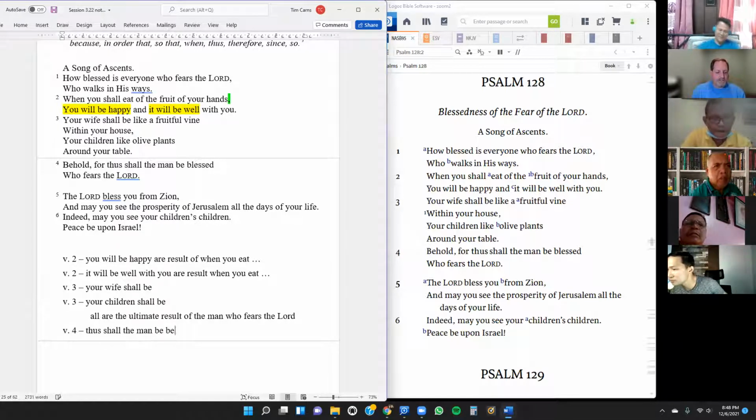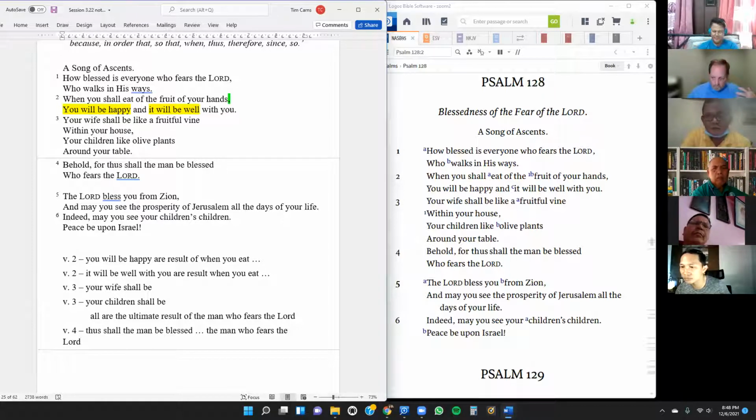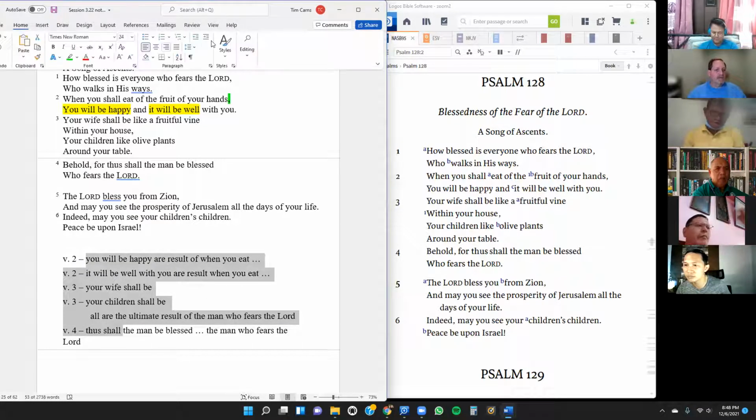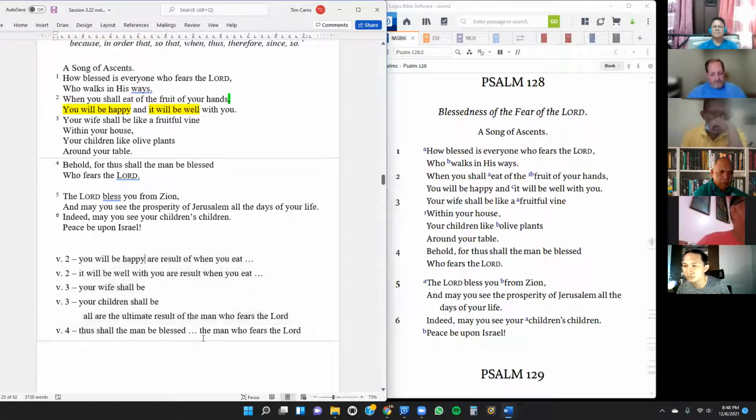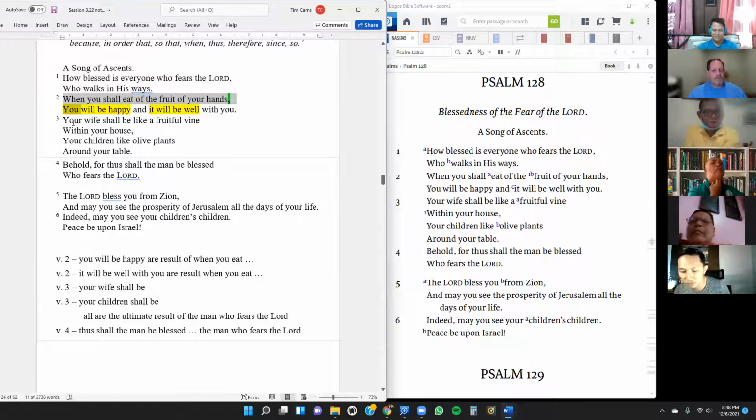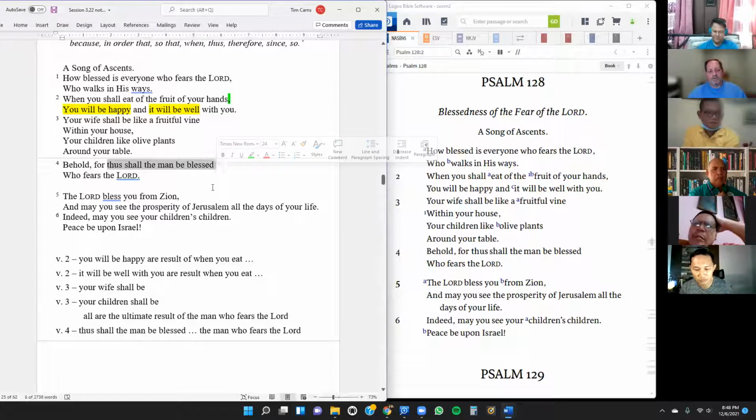Which man? Again, this is a result statement. Shall the man be blessed? Which man? The man who fears the Lord. So there's this recurring, repetitious idea here, where we see him giving several results of the man who fears the Lord. There are 2 results in verse 3, and then again a summary statement in verse 4.